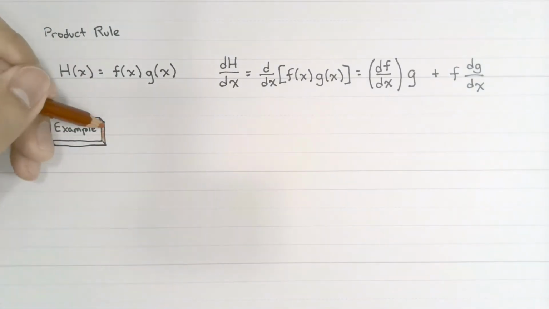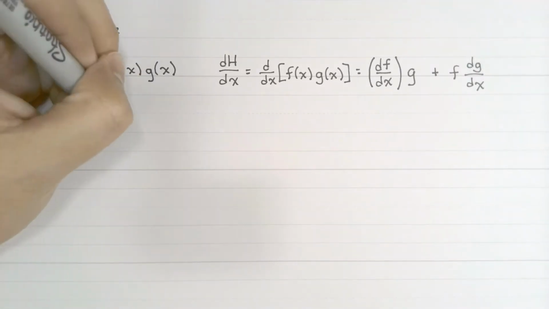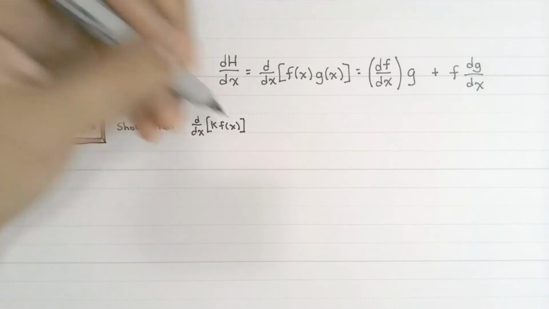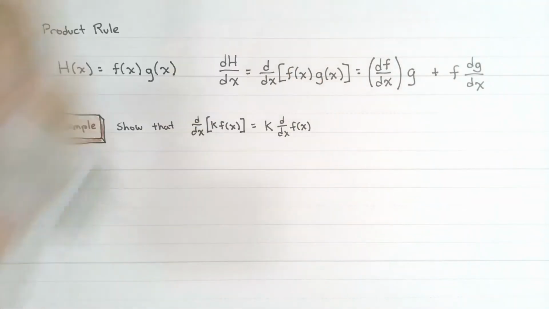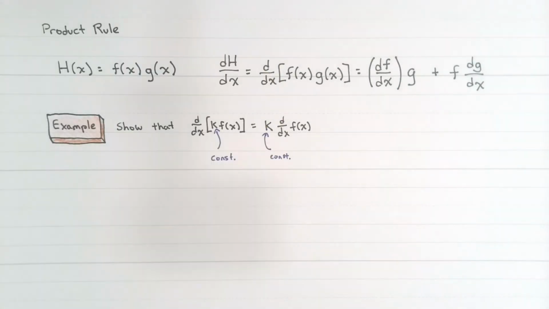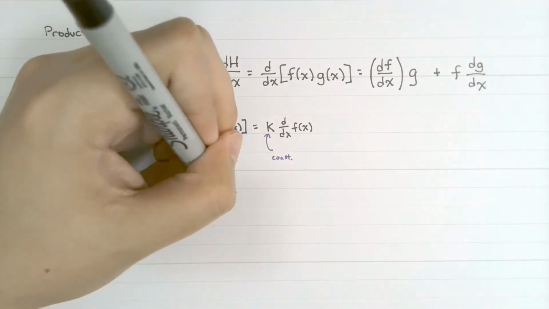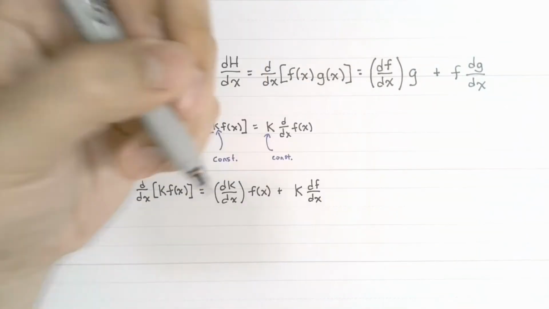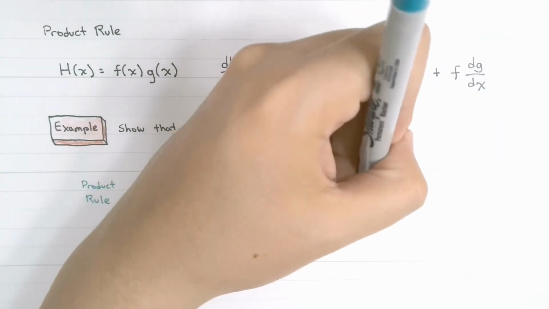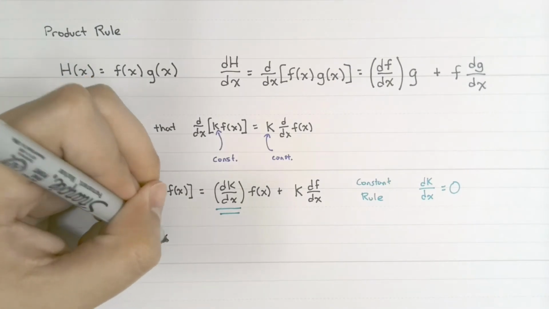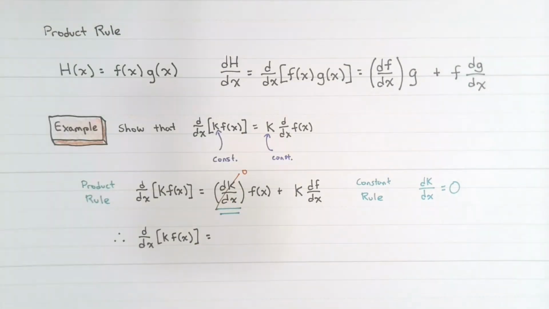As an example, let's prove that constant rule that we introduced in our previous video. We said that the derivative of kf, where k is a constant and f is a function, is equal to k times the derivative of f. We can figure this out by using the product rule, which tells us that the derivative of kf is equal to f times the derivative of k plus k times the derivative of f. Now the constant rule tells us that the derivative of k equals 0 because k is a constant. And therefore we show that the derivative of kf is equal to k times the derivative of f.